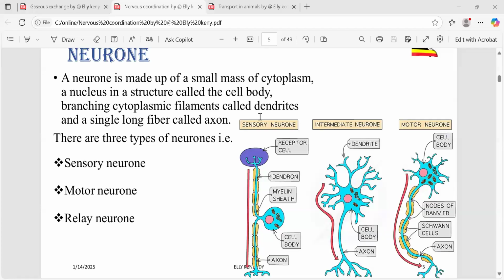So a neuron is simply made up of a small mass of cytoplasm. These neurons are not like other cells, okay? They're a bit different because these are, we used to call them what? Specialized cells, eh? Their structure adapts them to the role they do. That's why we are saying that they are made up of a small mass of cytoplasm, very small, like you see these blue ones here. They are not like other cells, okay?